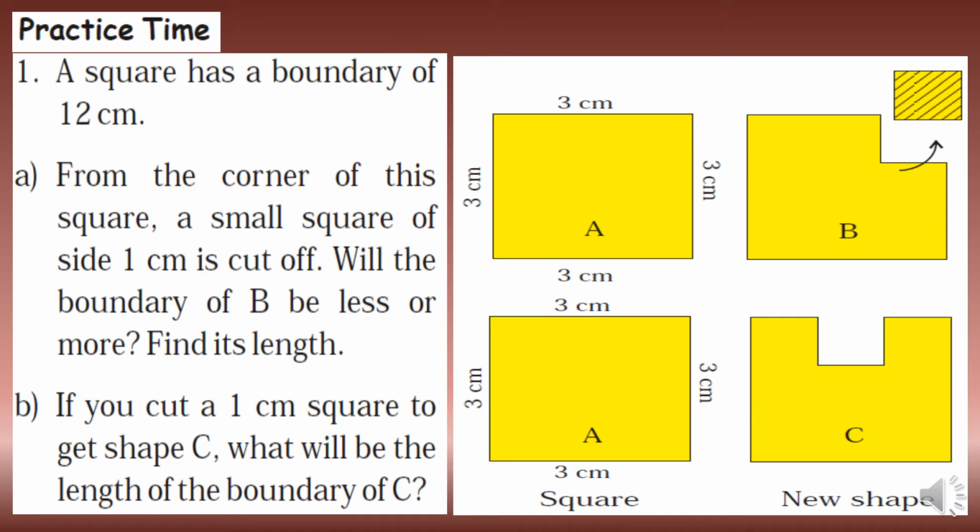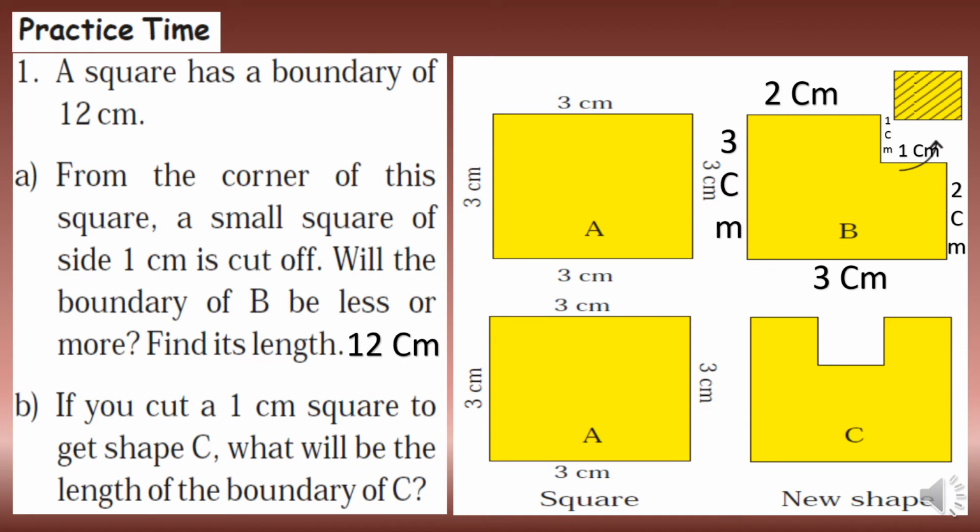Will the boundary of B be less or more? Find its length. So here you can see the sides of each. See, 2 sides are 3 centimeter, 2 sides are 2 centimeter, and 2 sides are 1 centimeter. We cut a 1 centimeter square from the corner, right? So if we total it from all the sides, it would be 3 plus 3 is 6, plus 2 is 8, plus 1 is 9, plus 1 is 10, plus 2 is 12. So it will be 12 centimeter.